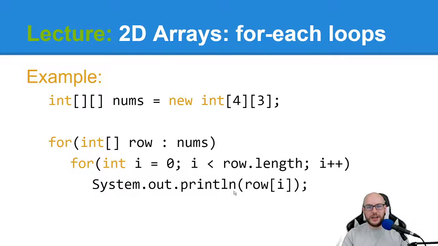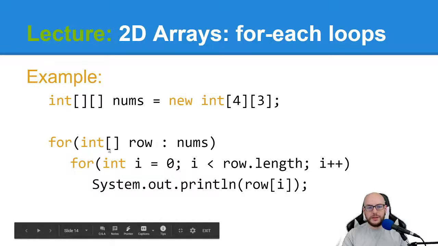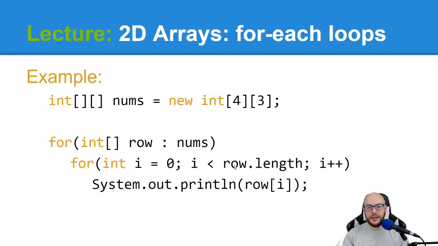Here I'm using a combination of for each and for loop. We're looping through nums. Nums is the 2D array. It is an array consisting of integer arrays. So each integer array we'll refer to as row. So we're saying for each integer array, which we'll call row, in nums.